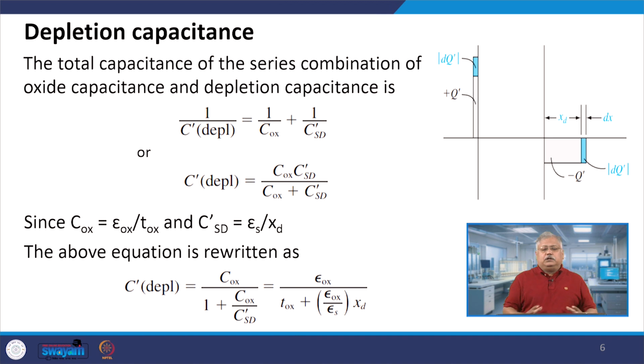Let's come to the depletion capacitance now. Now the total capacitance is basically a series combination of the oxide capacitance and the depletion capacitance. What is the origin of a depletion capacitance? Let me give you an example. I give a positive charge, again the same concept. I have a p type semiconductor here, I have a metal here, and I have an oxide here, right.